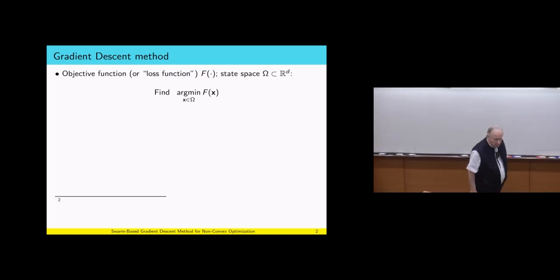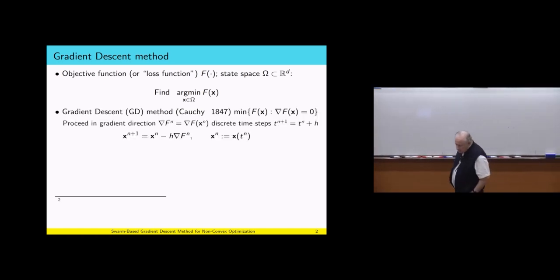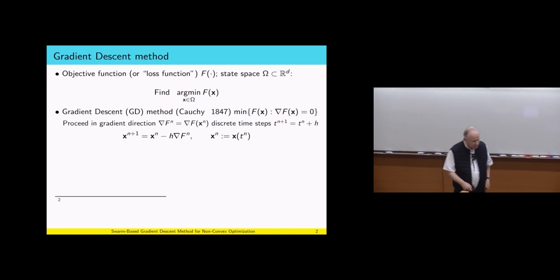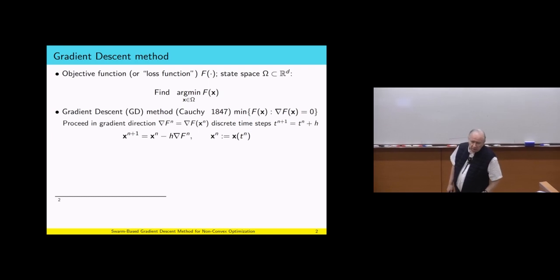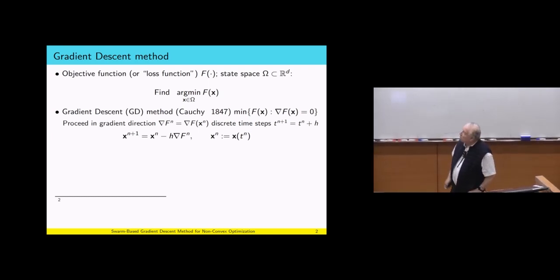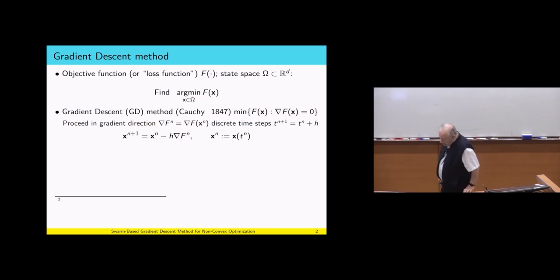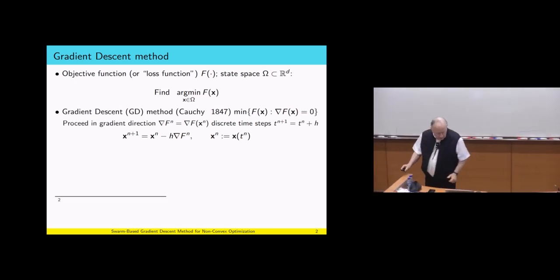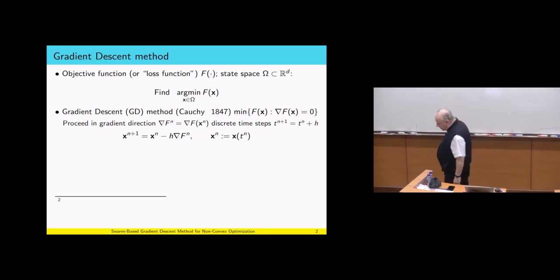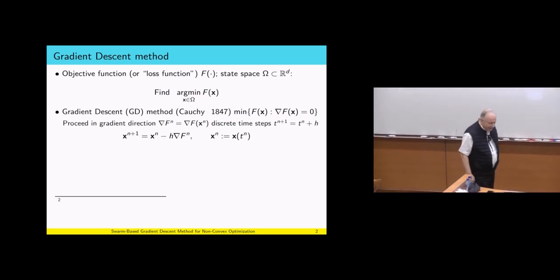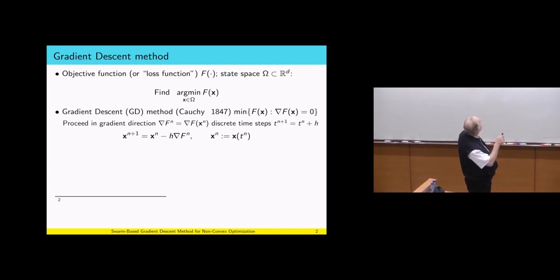And the starting point for optimization is the gradient descent method, which was introduced, by the way, by Cauchy in 1847. The gradient descent method actually finds not the minimizers, but the minimal critical point. And the idea in the gradient descent method, as we know, is that we proceed in the direction of the gradient of f. So if at time t_n we are at the position x_n, then we take a step of size h in the direction of minus the gradient of f at x_n.